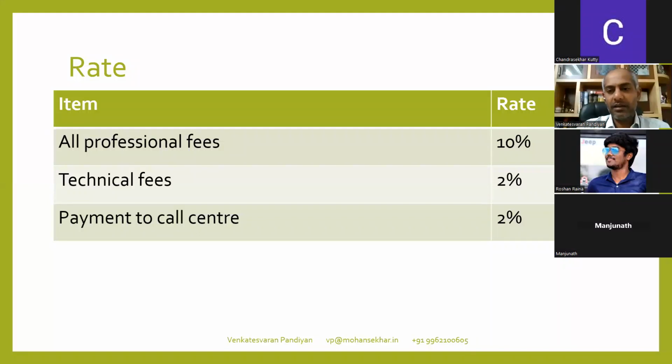Rate for professional fees is 10%. If it is technical fees, 2%. Any payment to call center is 2%. So remember that there is a very thin line between technical services and professional fees. In case there is a doubt as to whether it falls under technical fees or professional fees, because there has always been a lot of contention in this area, it is always better to deduct under professional fees at 10% to avoid litigation.